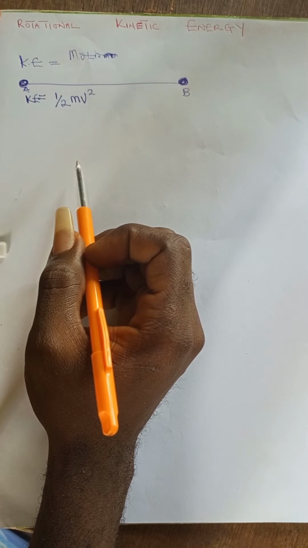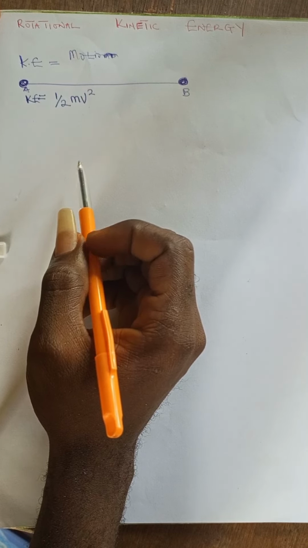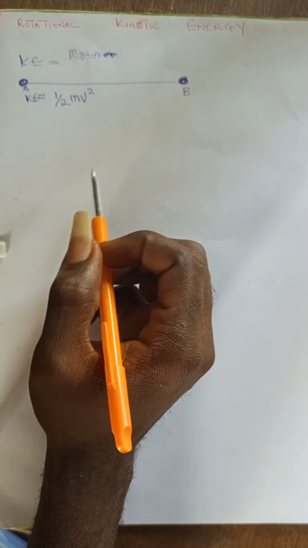So no be translational kinetic energy or energy of a car in motion wey dey go on straight line. No be motion on a straight line, but motion in a rotational axis.